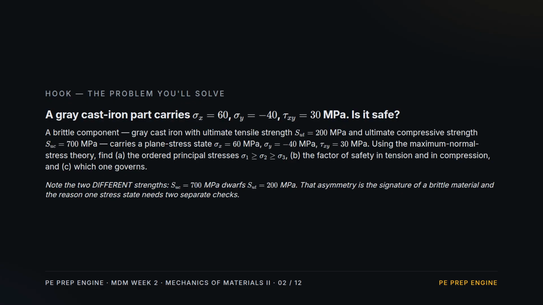Here's the problem. A gray cast iron part with 2 very different strengths, strong in compression, much weaker in tension, carries a plane stress state with a tension in X, a compression in Y, and a shear. Find the ordered principal stresses, the factor of safety in tension and in compression, and decide which one governs. The twist this lesson: 1 stress state, 2 separate strength checks.